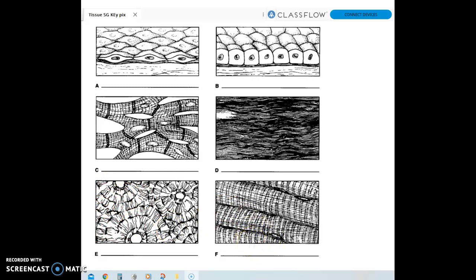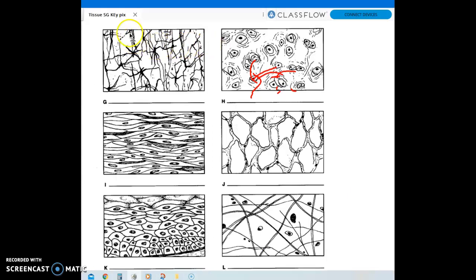All right, on the next page, you have a different picture here. It's a single cell, but it would be a neuron, or nervous tissue.